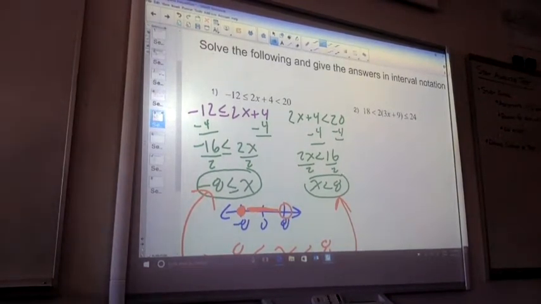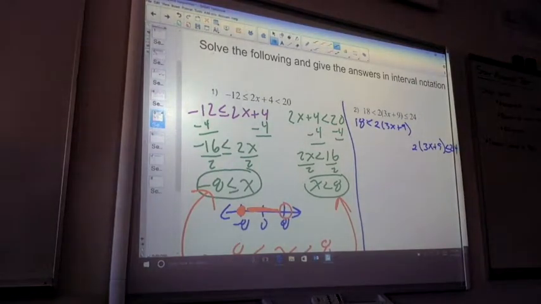So my first problem is going to be 18 is less than 2 quantity 3x plus 9. My other problem is 2 quantity 3x plus 9 less than or equal to 24. Squeeze it up there, okay? Oh, man, darn projector.